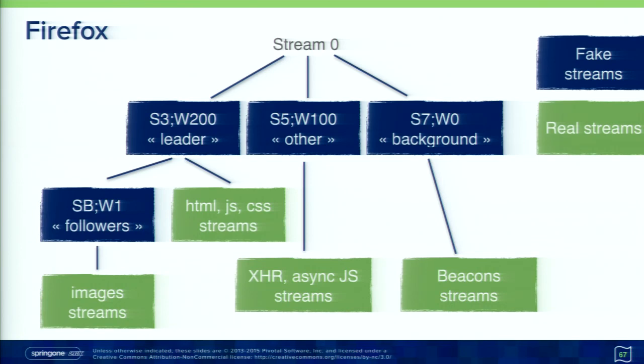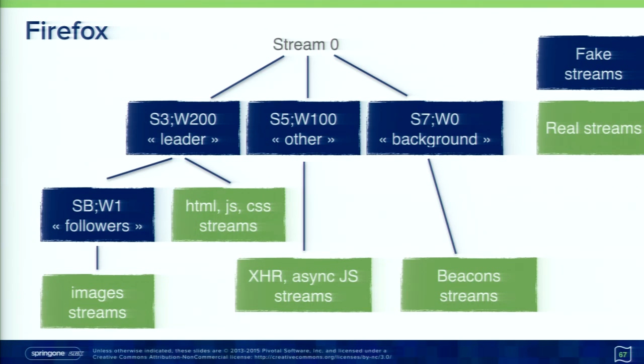They're under this stream, and they have the weight 200. Images depend on the leader group, and they have a lower weight. And if you look at it, maybe not weight 1, I'm wondering. It looks a bit low. Anyway, there's another group which is called Other, and that's where you have all the XML, the AJAX requests, and all the JavaScript that are marked as async at the HTML level.